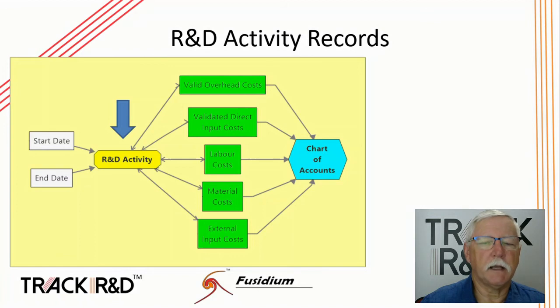Linking the R&D activity to the chart of accounts, you can claim a range of directly related expenditure: valid overhead costs, valid direct input costs, labour costs, material costs, external input costs and others. But note, the R&D activities are linked to the chart of accounts via this record. Thus, if your records can address this schematic, you are well positioned for the R&D tax incentive.